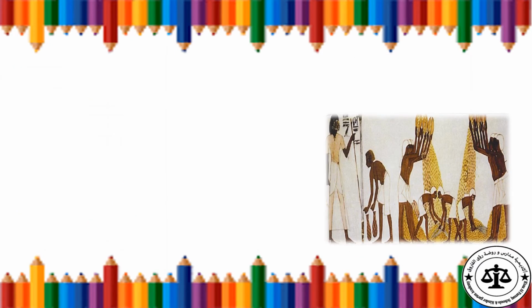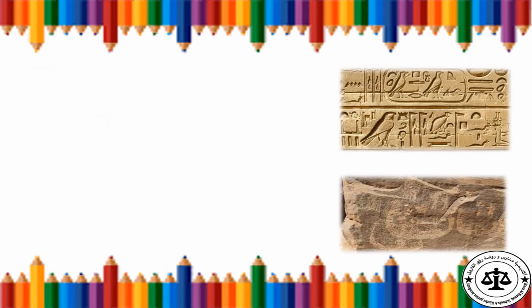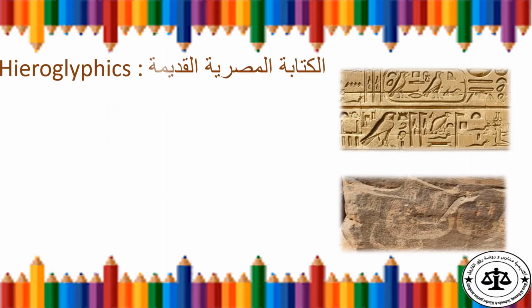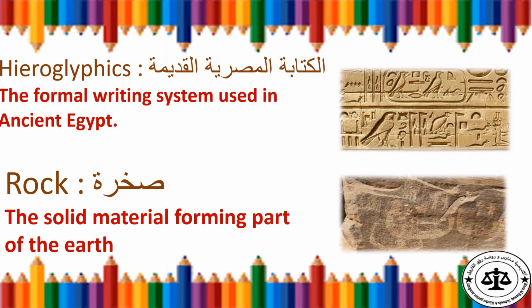Look at this picture. We have people. They are working, so they are slaves. Who are slaves? They are people who are forced to obey another. يطيعوا غيرهم. These are hieroglyphics and rock. We mean about hieroglyphics the formal writing system used in ancient Egypt, and rock is the solid material forming part of the earth.